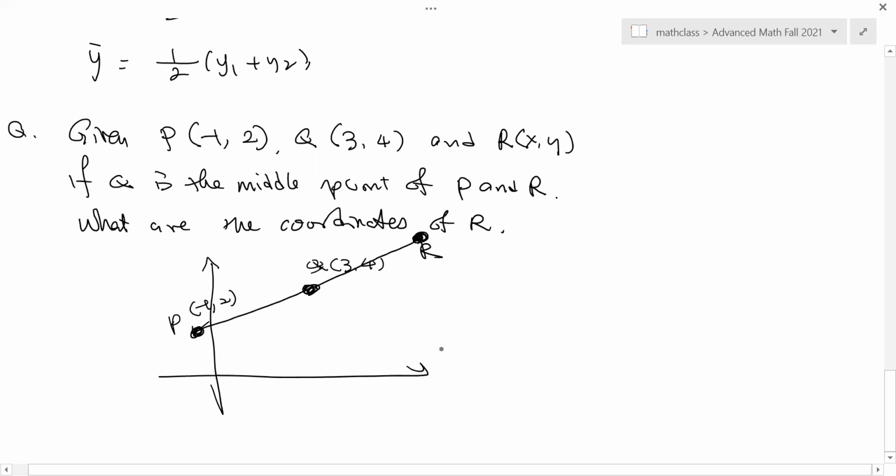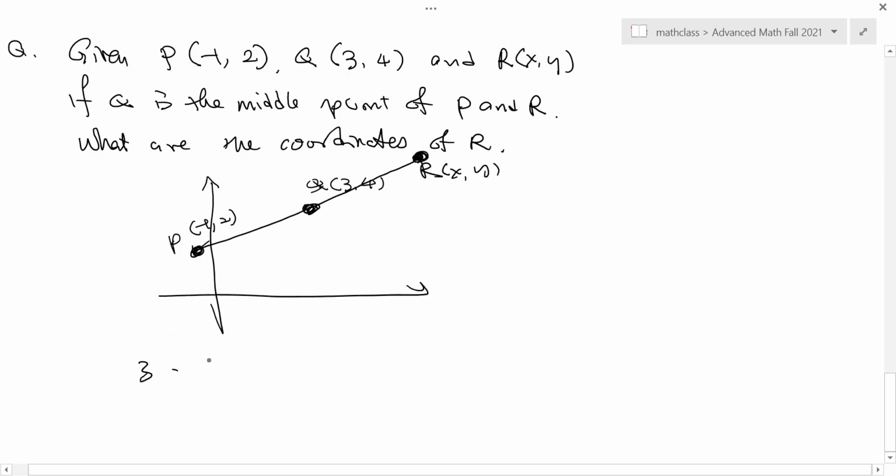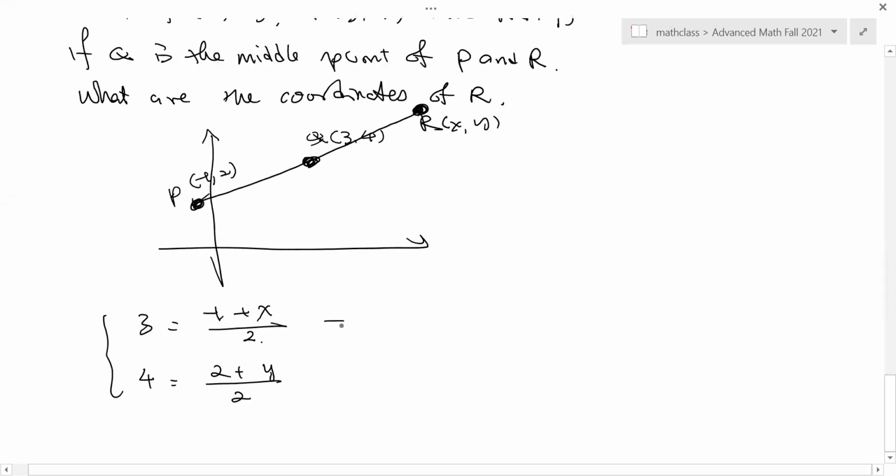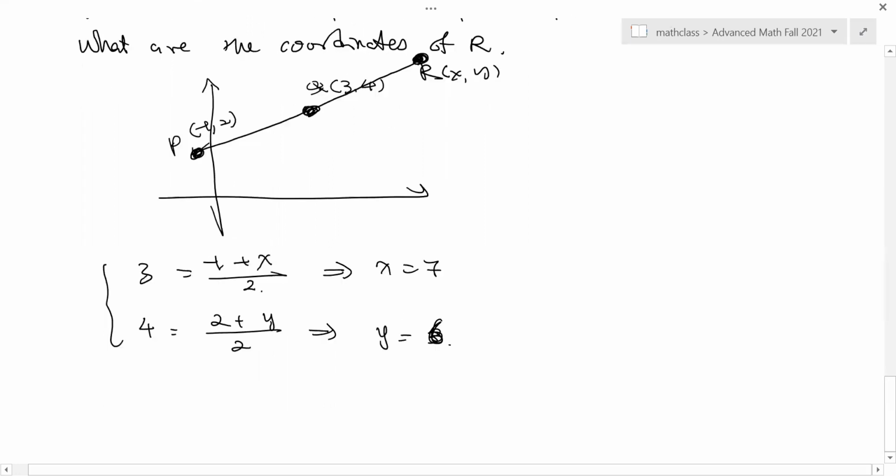So Q is going to be the middle point between P and R. According to the above formula, the 3 should be equal to the average value of the x coordinates, and the 4 should be equal to the average value of the y coordinates. Then from here you can solve the problem. You can find x: 6 plus 1, x should be equal to 7. And here, y should be equal to... multiply both sides by 4 and then minus 2. So you get 6 and 7. Those are the coordinates.